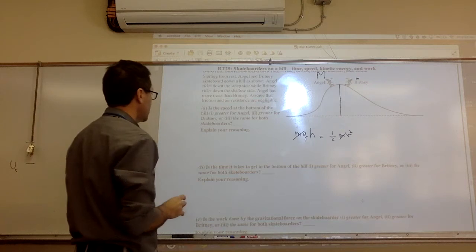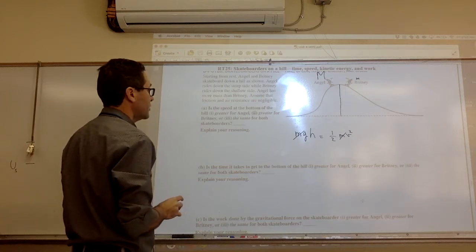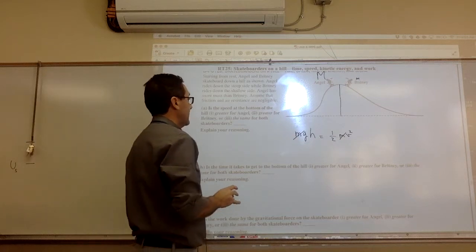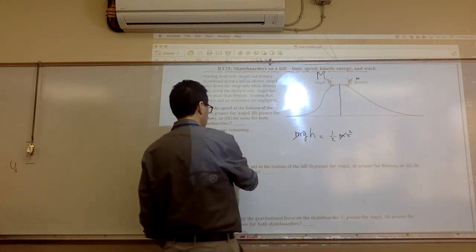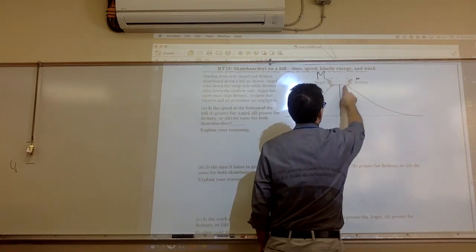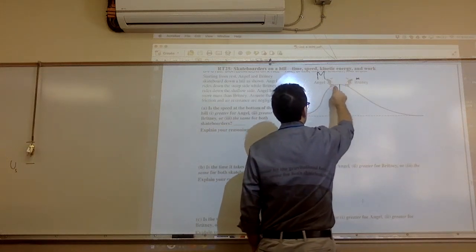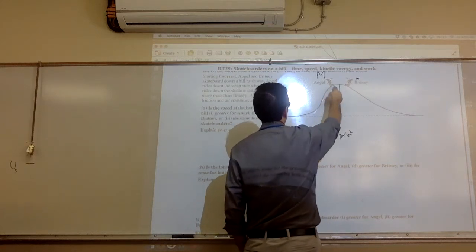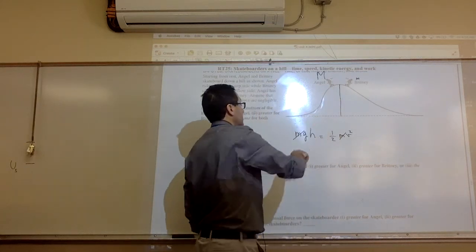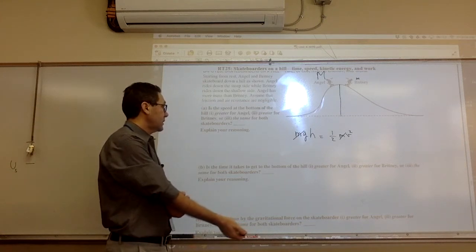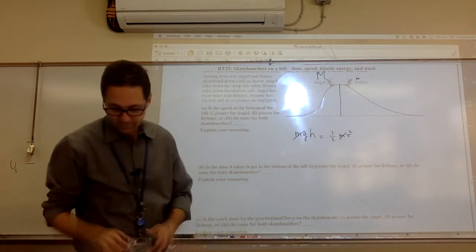Is the time it takes to get to the bottom of the hill greater for Angel, greater for Brittany, or the same for both? The time, it's greater for Brittany, okay? Well, it's shorter for Angel because she has a shorter distance, kind of, and a bigger acceleration. So the time to get to the bottom is greater for Angel, okay?